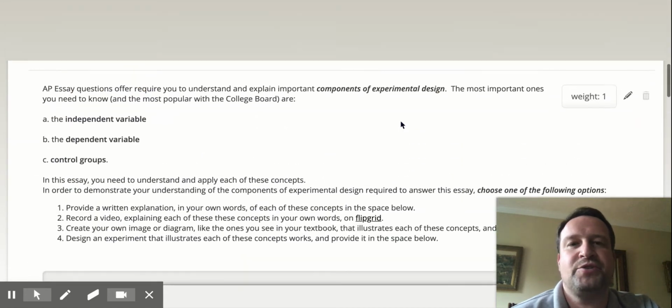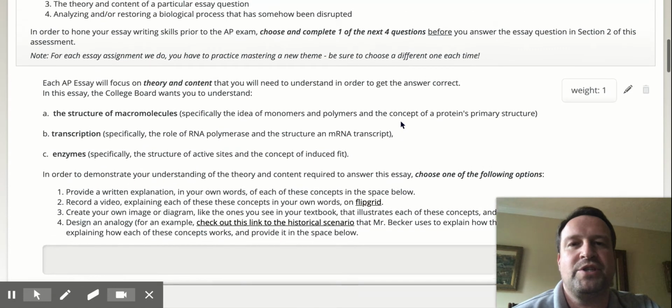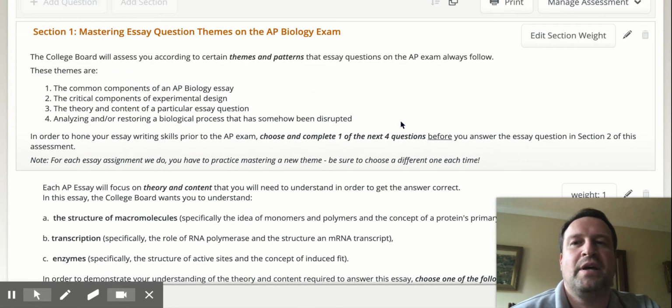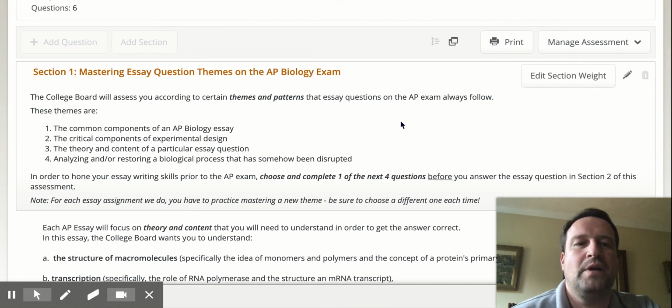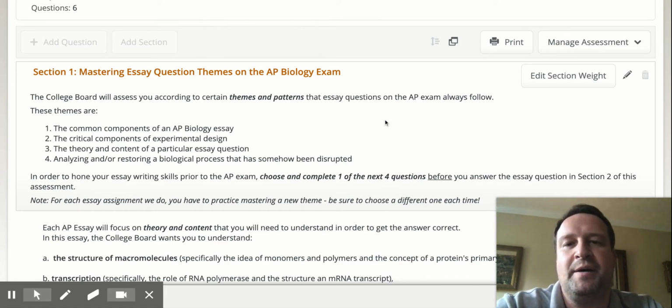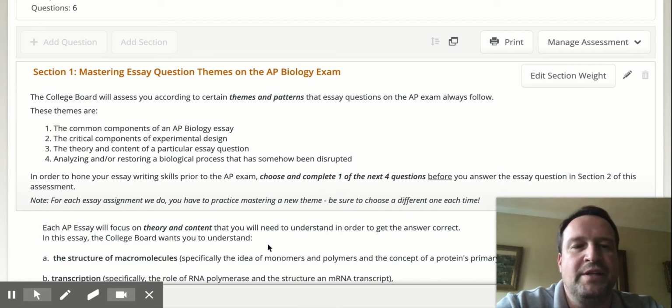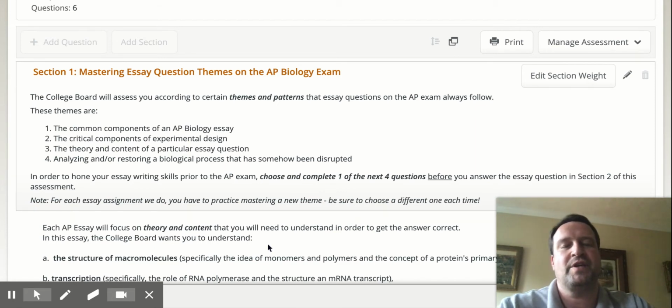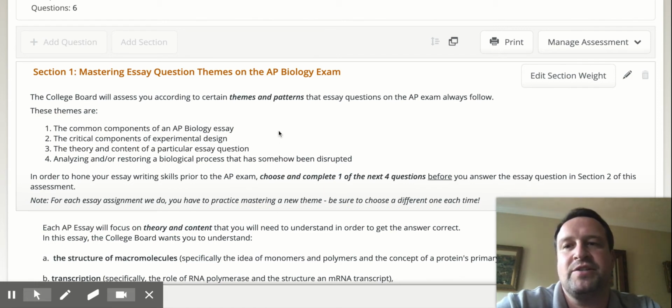But what I did to try to align this with the GOA principles around assessing better was I preceded it with some sort of deconstruction and deep diving into some of the common themes that the College Board always uses on these essays. So that's this first section here. I list themes and patterns that AP Bio essays usually exhibit. I broke them into 4 categories.